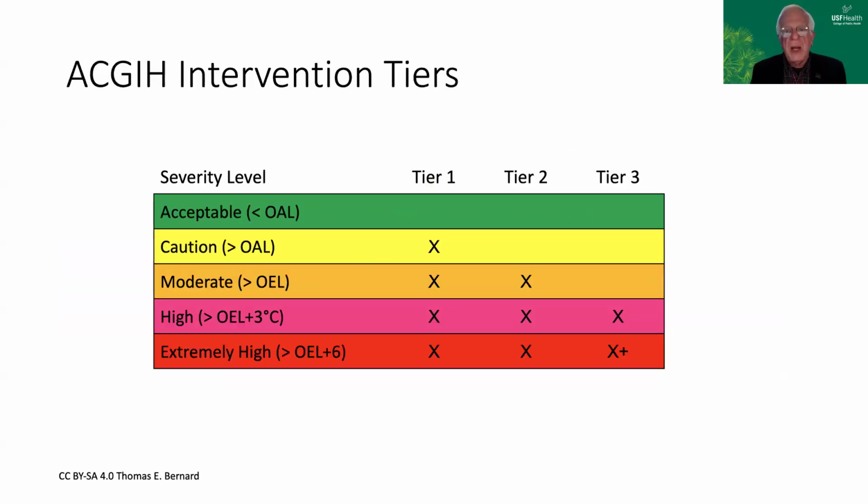And then the ACGIH divides the interventions into 3 tiers, where tier 1 begins when you start to have exposures above the alert limit, which is when we traditionally say this is where the burden of heat stress begins. And then with each progressive step, more actions are taken.